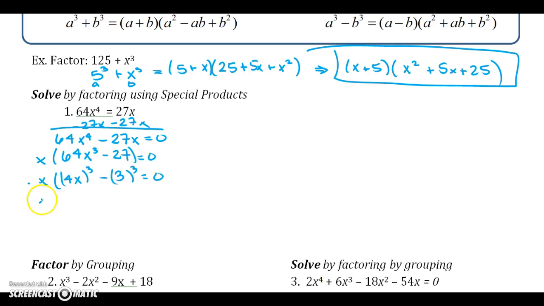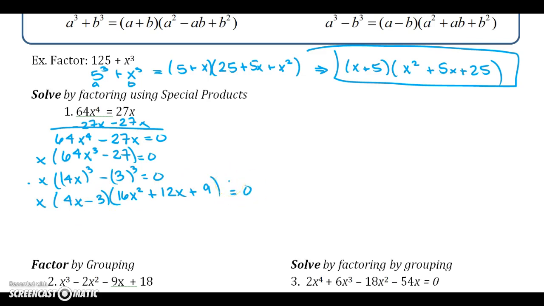Not done yet. So we'll expand this out, and I have x times 4x minus 3. Now, I'm using this pattern right here. So this is a minus b. The next thing I should see is a squared. So 4x squared, that's 16x squared. Now if this was minus, this is plus ab. So 3 times 4x is 12x. And then lastly, plus b squared, so plus 3 squared, which is 9. All of that is equal to 0.